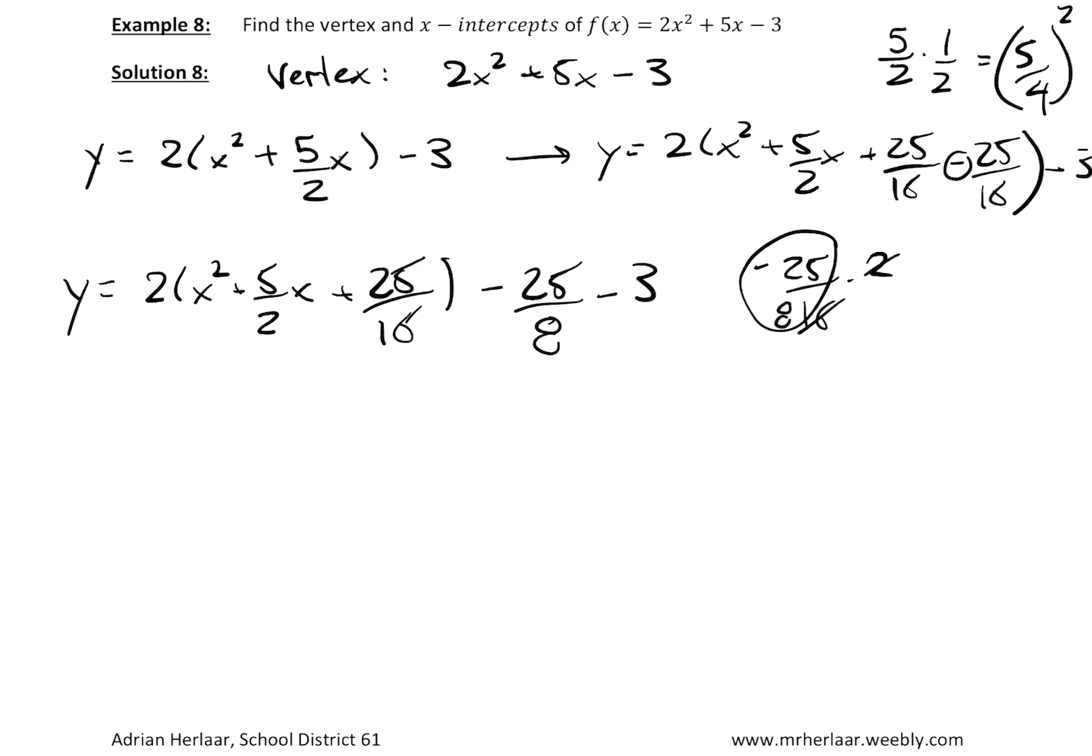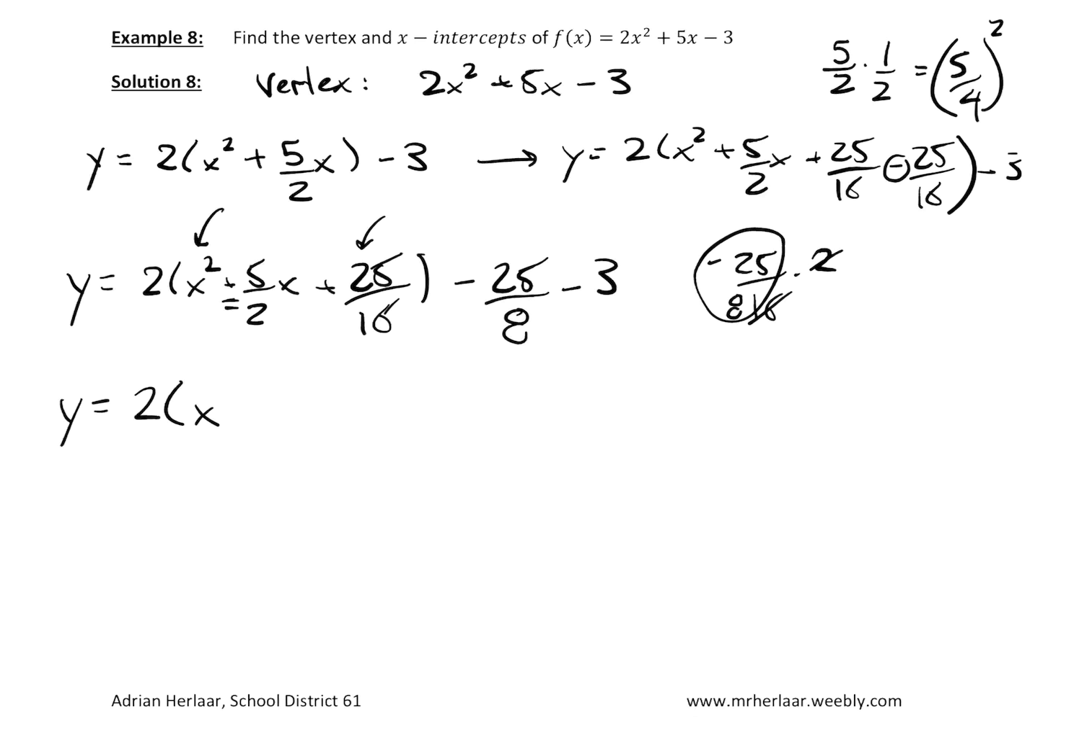Perfect square trinomial means that that's a perfect square and that's a perfect square. So square root both, and you have your vertex form, and it's whatever sign is there. So it's a plus. So y equals 2 times x plus... square root of 25 is 5, square root of 16 is 4, squared. Now just think about that.